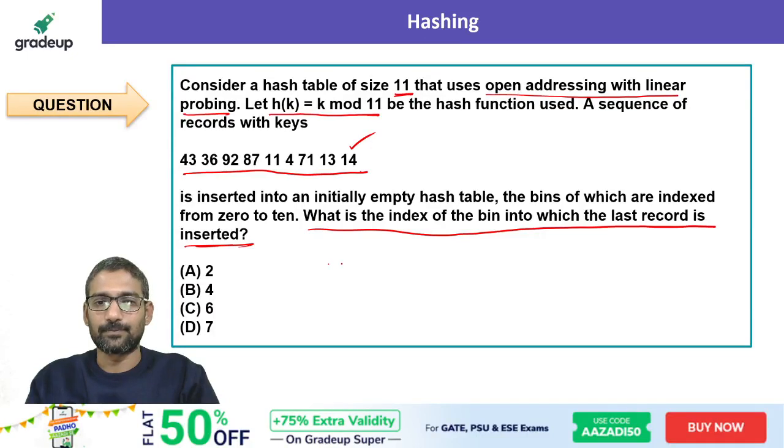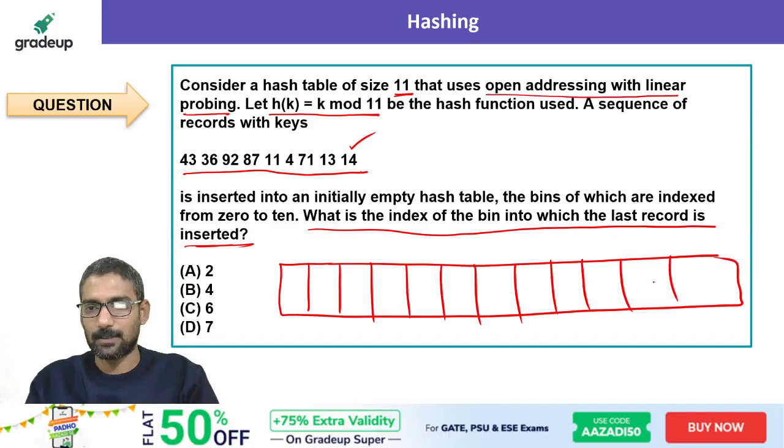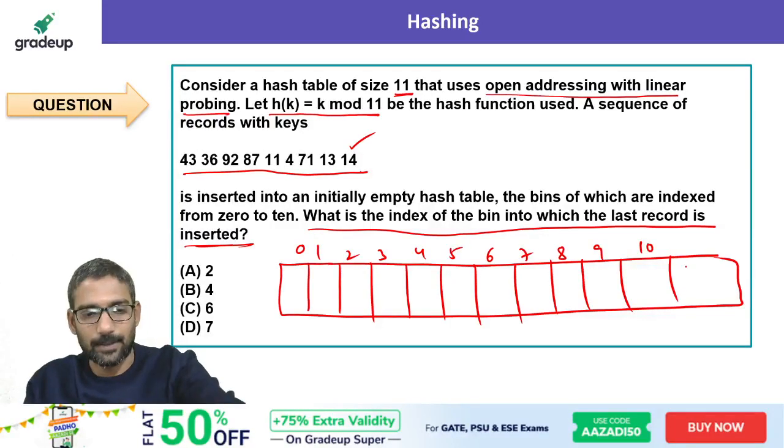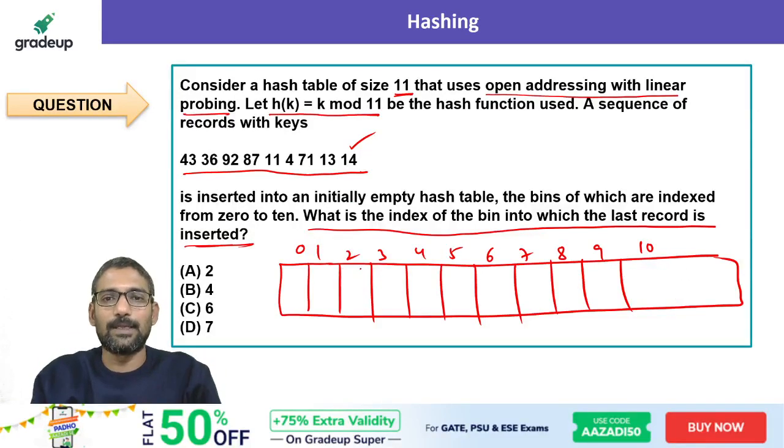Okay, so let me draw just a horizontal table, guys, due to space. 0 1 2 3 4 5 6 7 8 9 10. Now 43 mod 11 is 10.